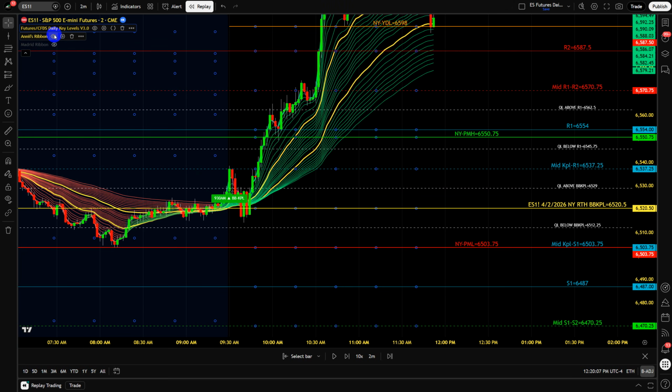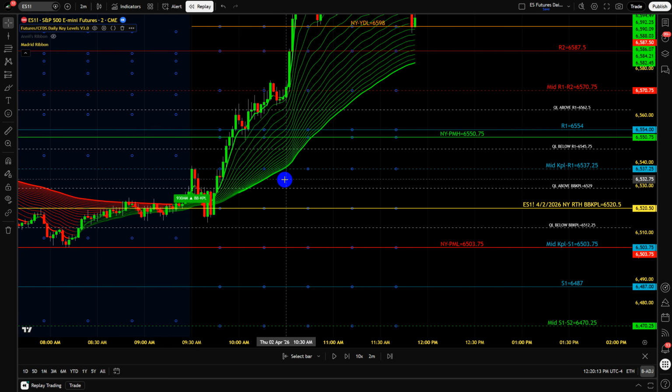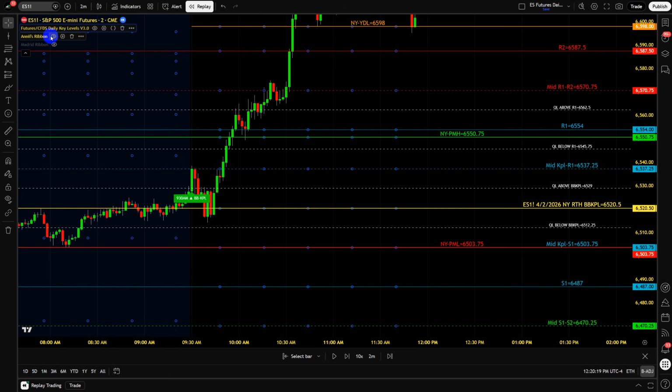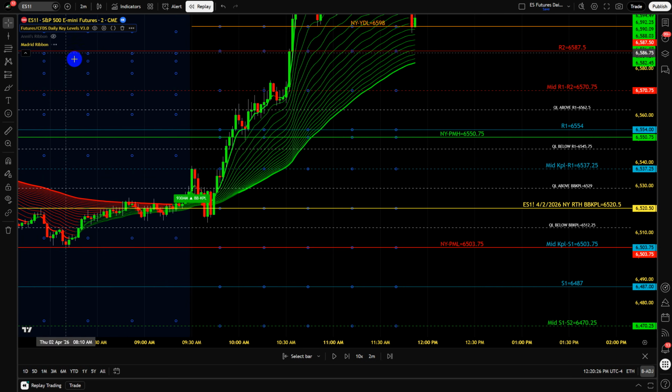Now, if we take a look at the other one, you'll see the Madrid ribbon is very similar. One of the differences is it doesn't have the two thick yellow MA lines like Annie's ribbon has, which are very useful. However, it is similar in all other aspects. The main point is that the ribbon is all green.